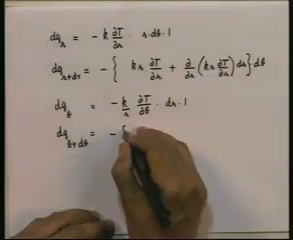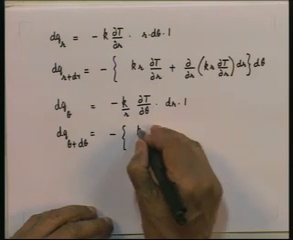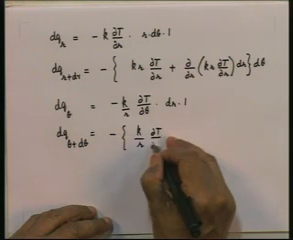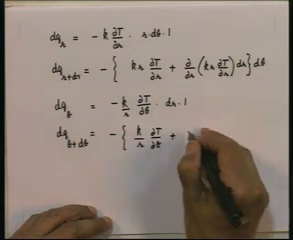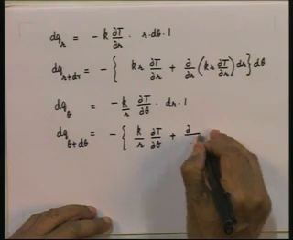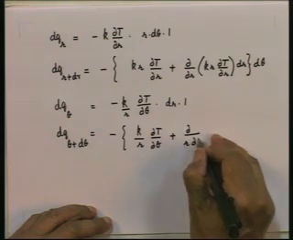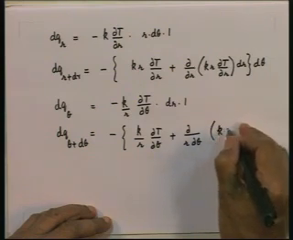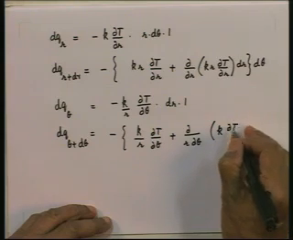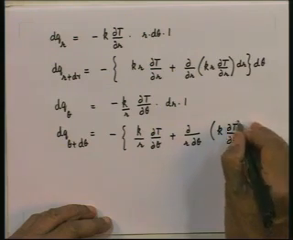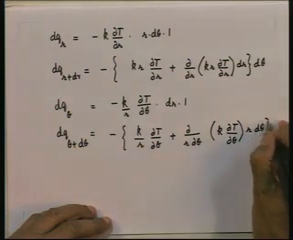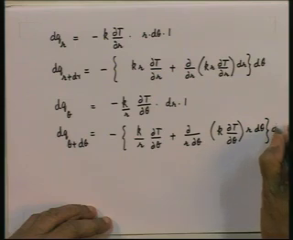minus k by r dt d theta plus d by r d theta multiplied by k dt d theta multiplied by r d theta, the whole thing multiplied by dr.